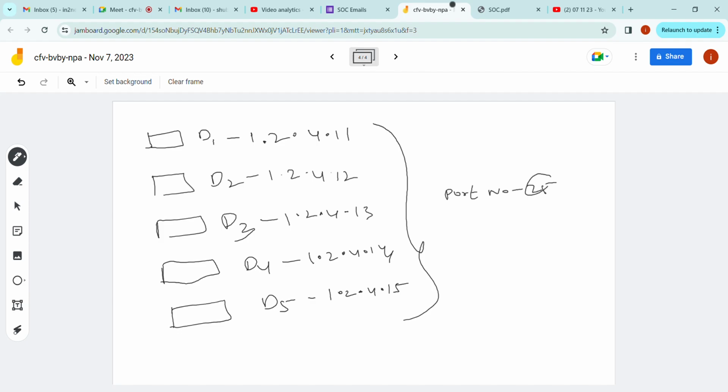25, that is SMTP. They want to identify whether this particular port is enabled or disabled for all these machines.